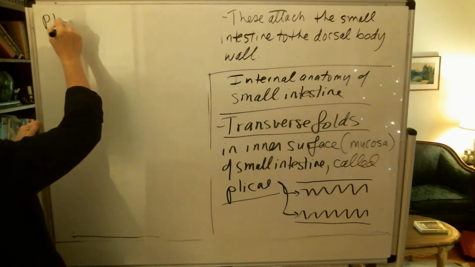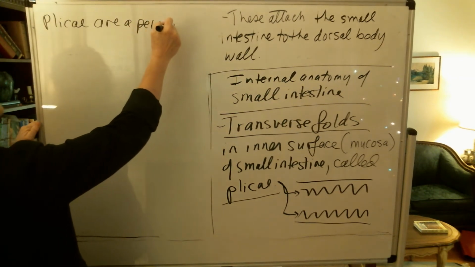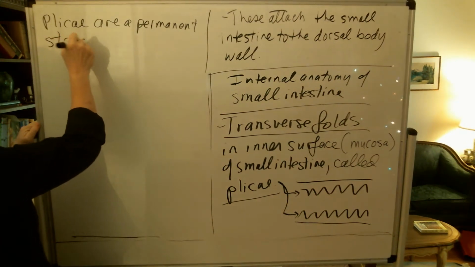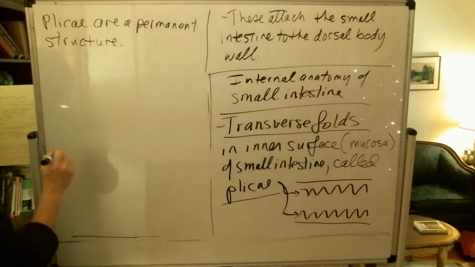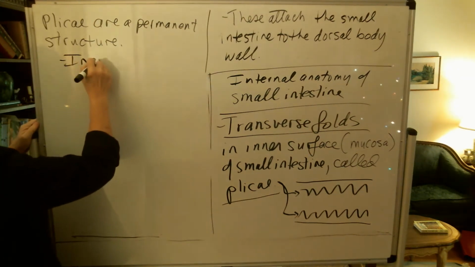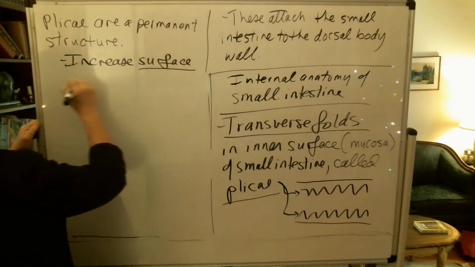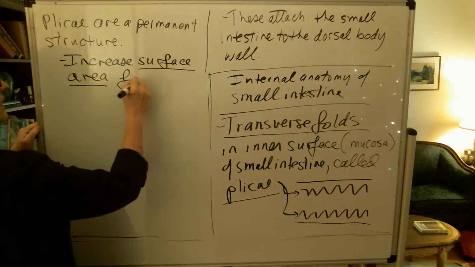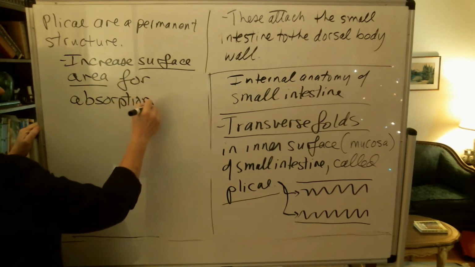And the plicae are a permanent structure. So they just stay there. And these increase surface area then for absorption.